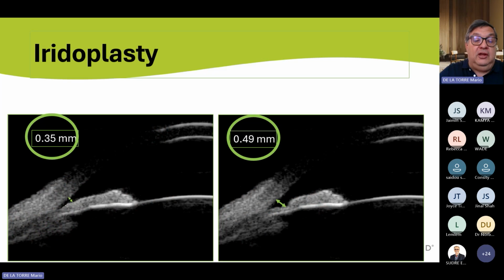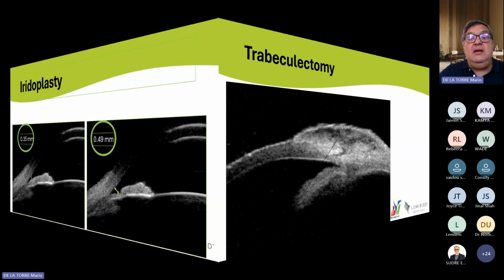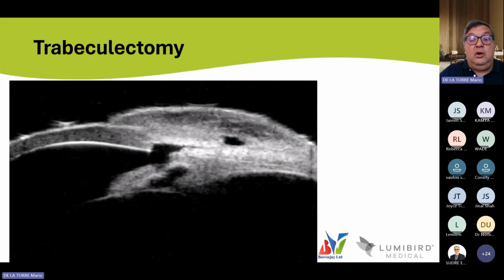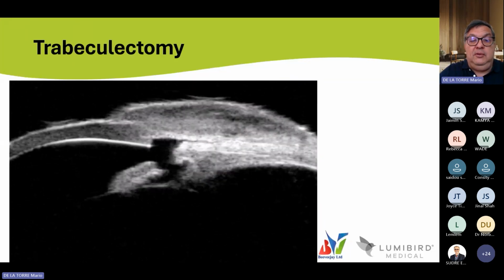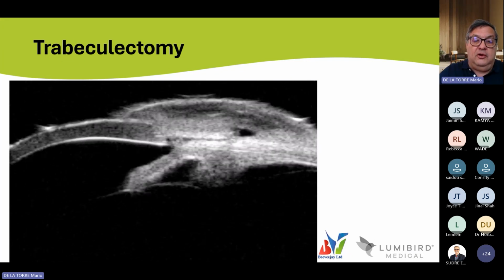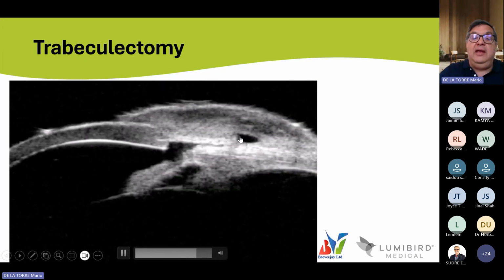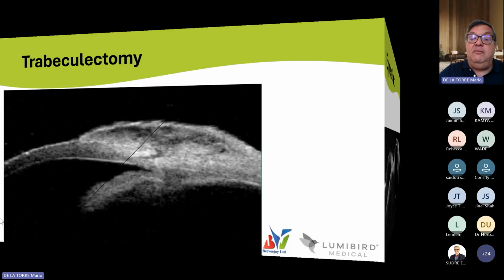You can also see iridoplasty, which works very well in plateau iris. And you can also review your bleb after trabeculectomy, and all the structures, the ostium, the channel, and also the bleb, the day before or after.